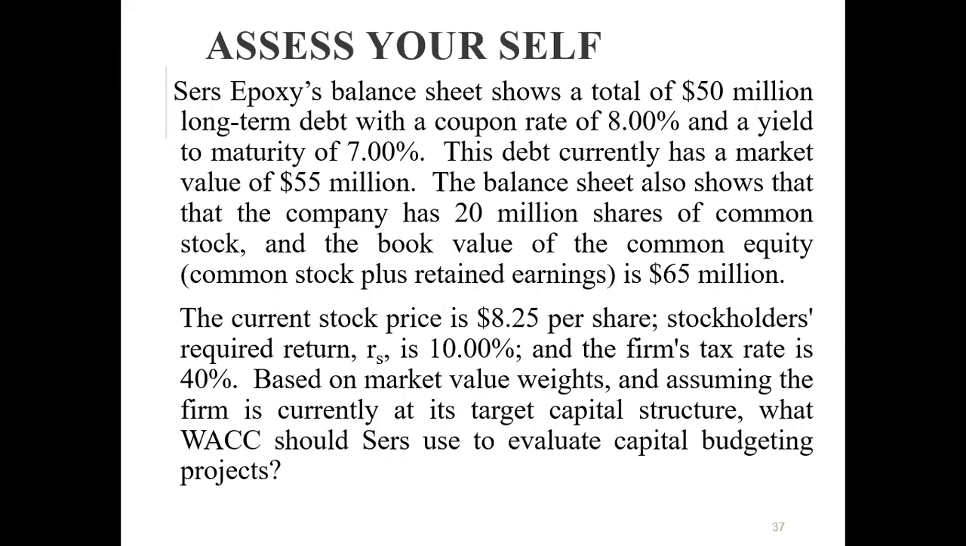This is the last example. We have a company with a balance sheet of 50 million, long-term debt at 8%, and a yield to maturity of 7%. This debt currently has a market value of 55. The balance sheet also shows that the company has 20 million shares and the book value of the common equity is 65. Here the current stock price is 8.25 and the RS is 10% and the firm's tax rate is 40%, based on the market value. Assuming the firm is currently at its targeted capital structure, the same target capital structure, what will be the WACC for this corporation?